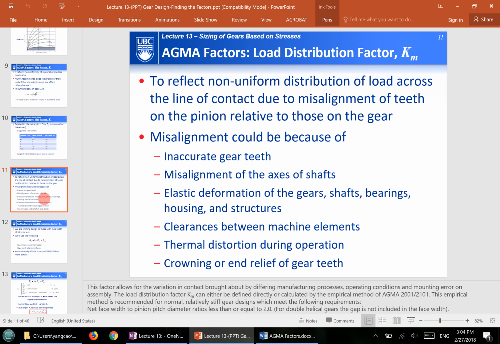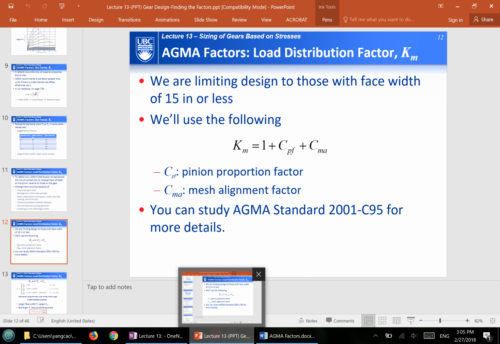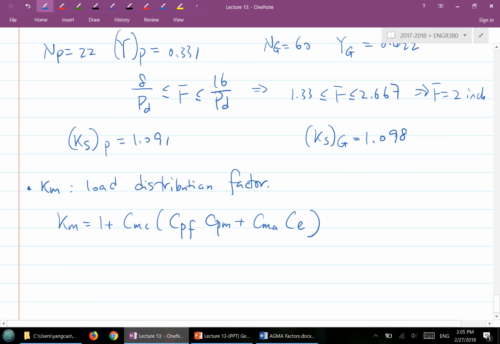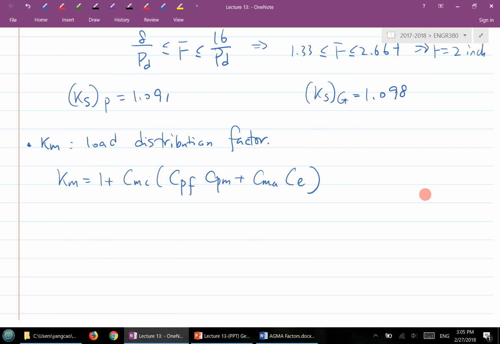There are other reasons too, such as inaccurate assembly or the quality of the gear. These also could cause this load distribution non-uniformity. Basically, anything that causes misalignment will cause a problem for the load distribution. So, coming back to this equation: this is not the equation we will actually use, but I'll give you a quick story of how it can be simplified.